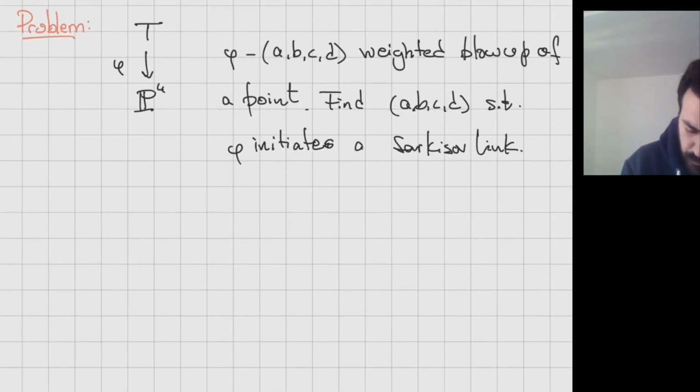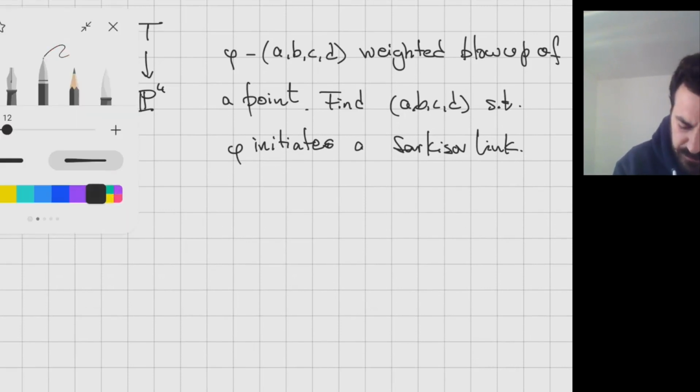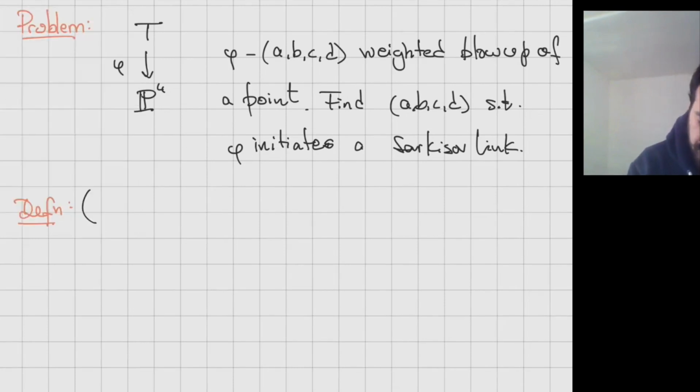Okay, so I'm going to define this. I don't think everybody's familiar with it. So I'm just going to define a weighted blowup at a point.